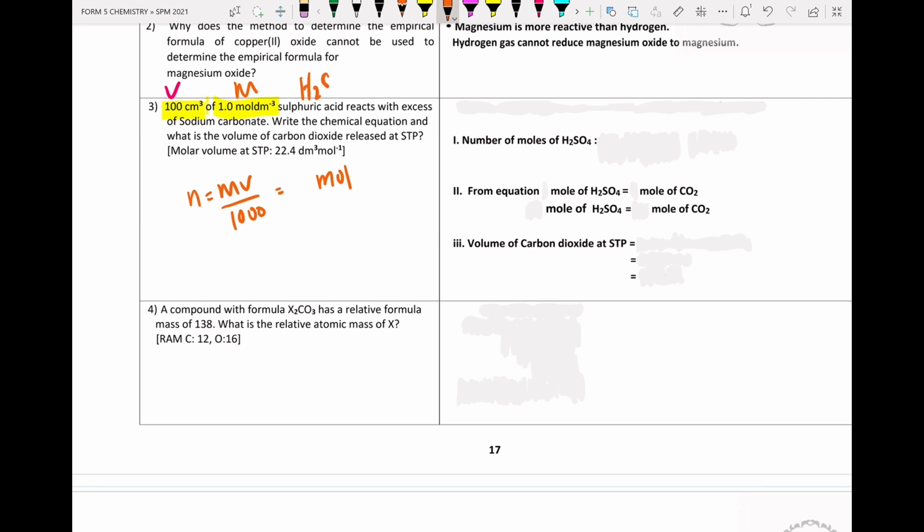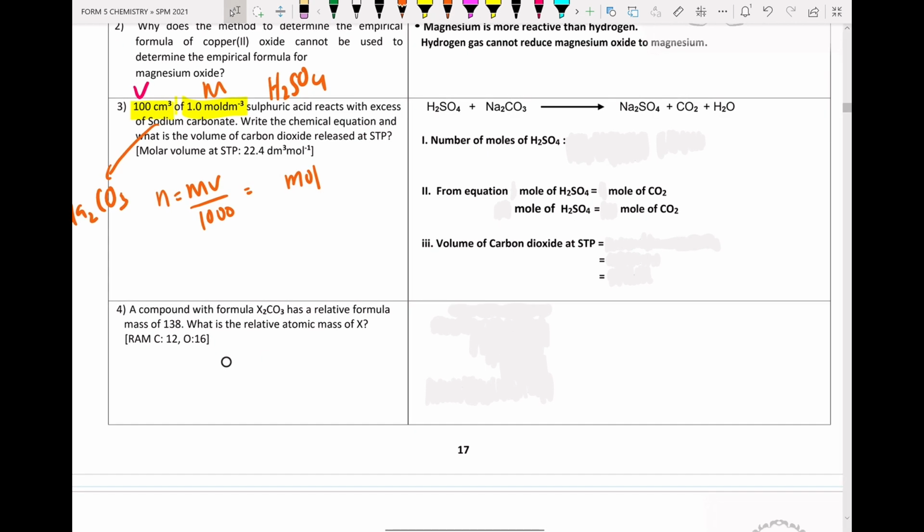Sulfuric acid H2SO4 reacted with sodium carbonate Na2CO3. So the equation will be like this. Balance the equation. All right, so the equation I already score 2 marks. Use the number given here, convert into number of mole by using this formula, mv over 1000. So I apply, I got 0.1 mole.